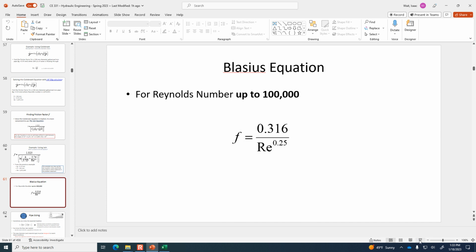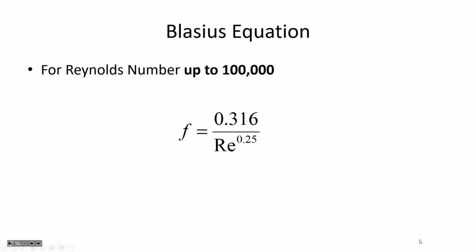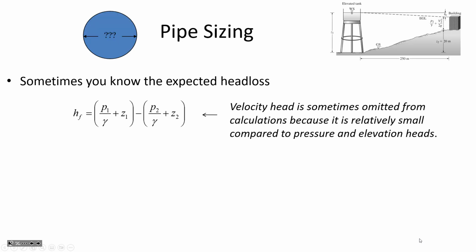There's one called the Blasius equation, which is valid for a Reynolds number up to 100,000, and it's pretty simple to apply. But you won't hear about the Blasius equation very often, but I wanted to make you aware of it.